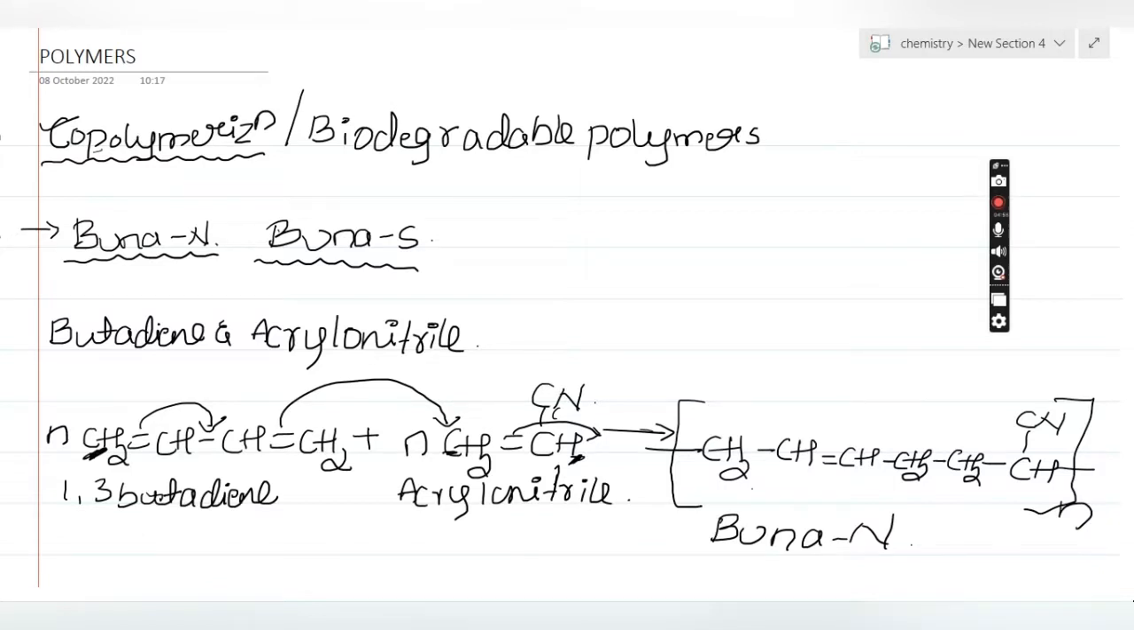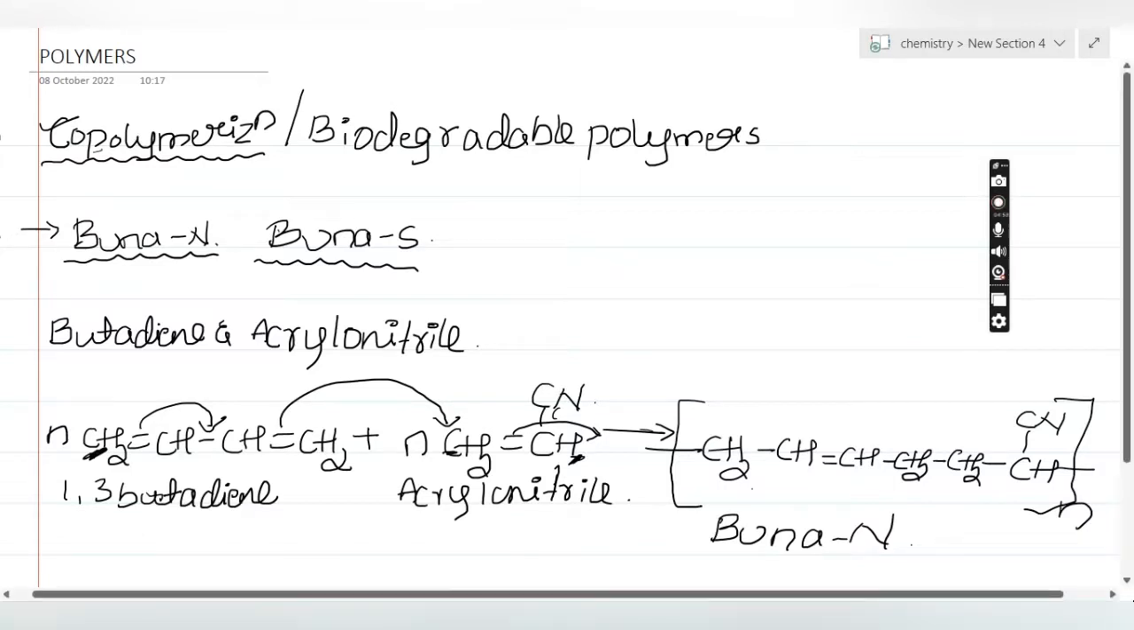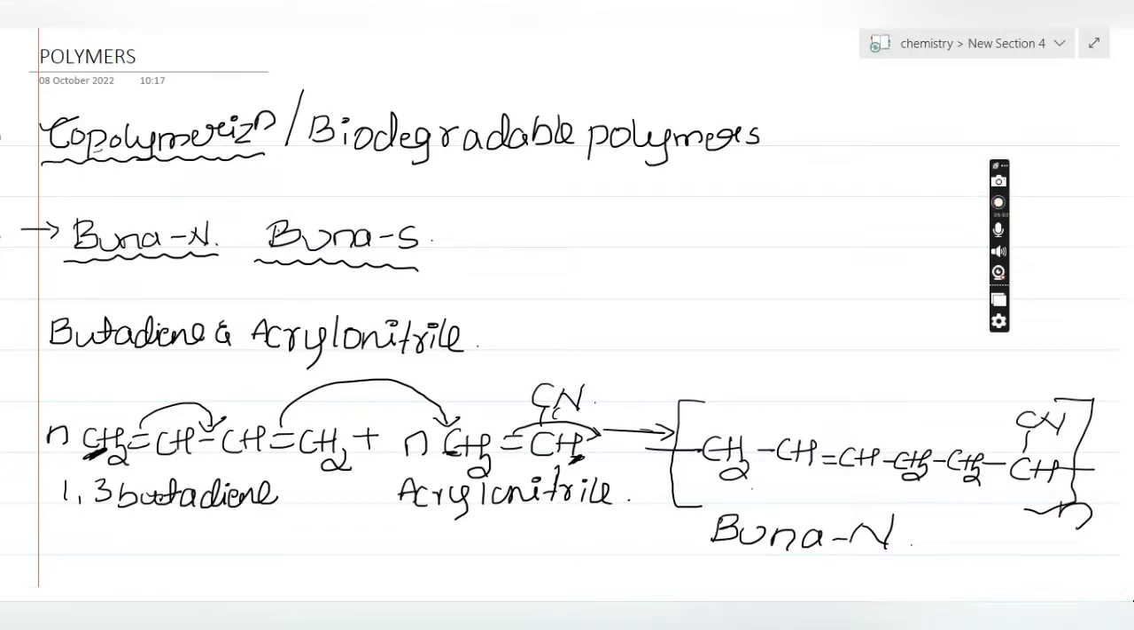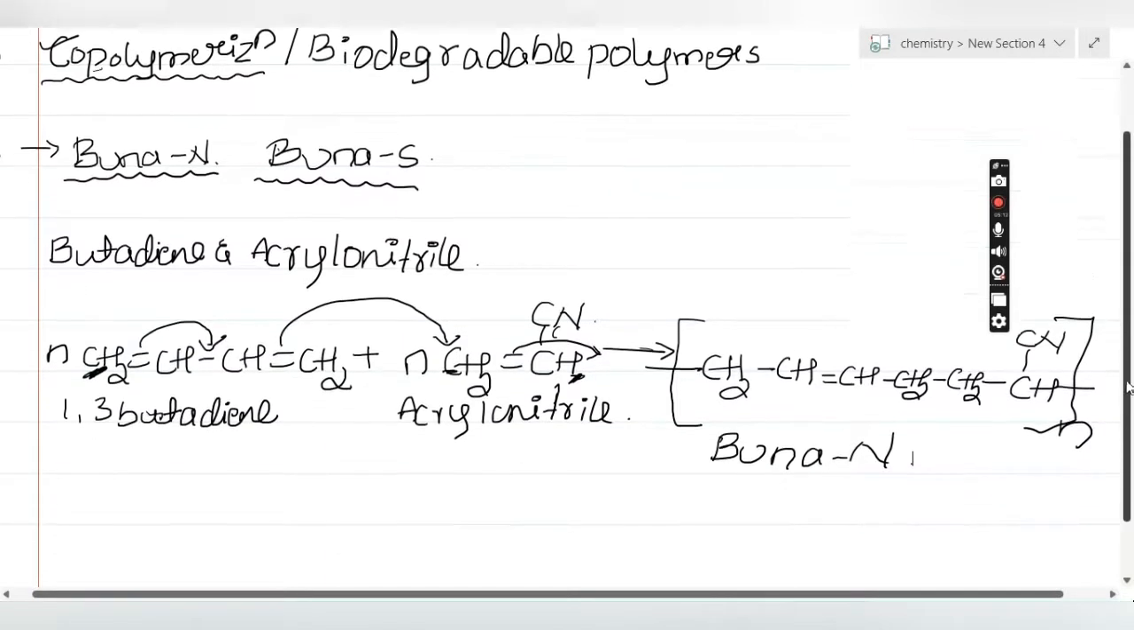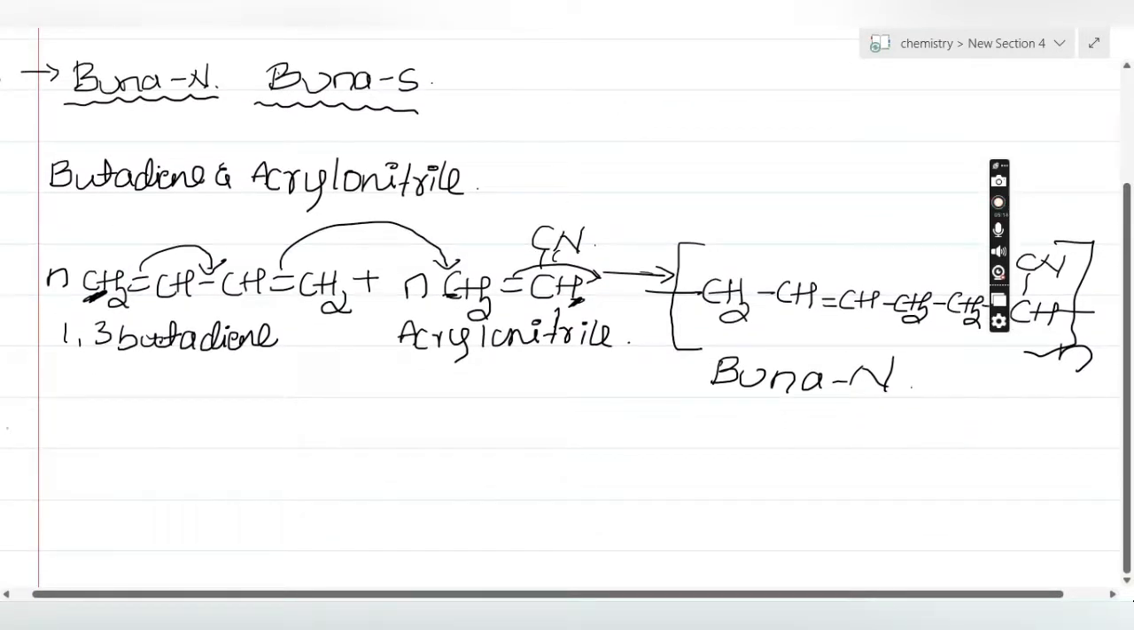Now the major application of BuNa-N and BuNa-S. Both are copolymerized products. They are used in the manufacture of auto tires, floor tiles, footwear components and cable insulation. I think there won't be difficulty with the BuNa-N preparation. It is a very important 2-mark question, preparation of BuNa-N. Then we go with BuNa-S.